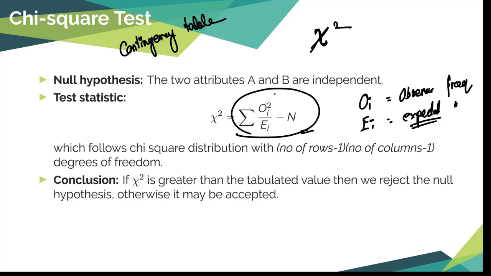So this is the formula. Now in this case, the degrees of freedom is number of rows minus 1, number of columns minus 1. Now in the contingency table, you will have a certain number of rows, a certain number of columns, right? So the degrees of freedom will be decided by the number of rows and number of columns here, right?